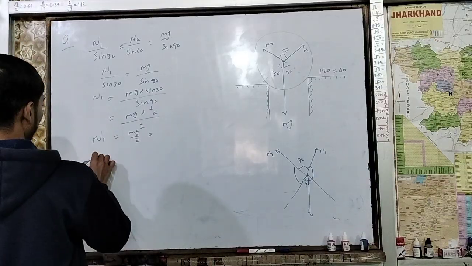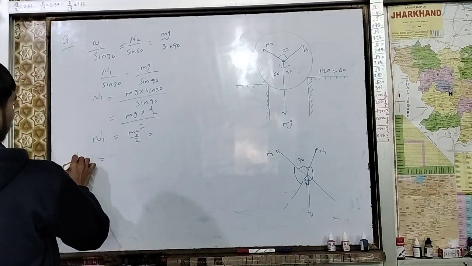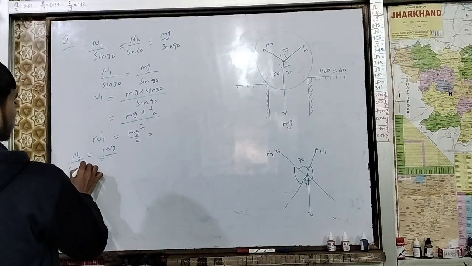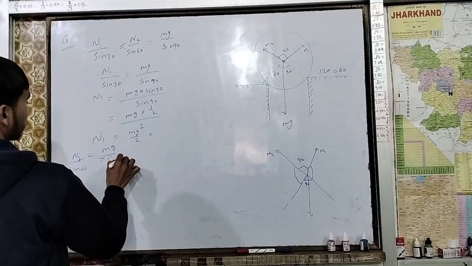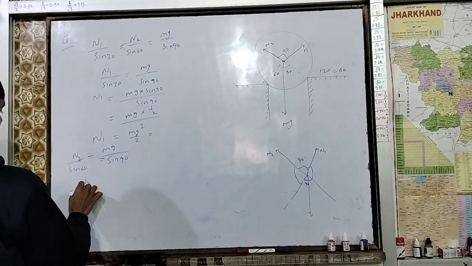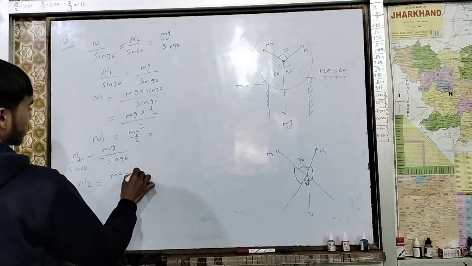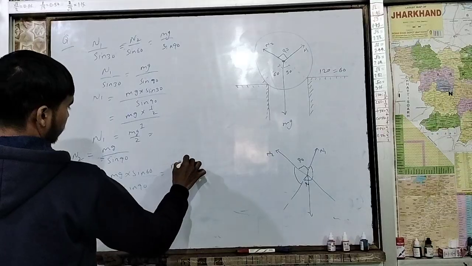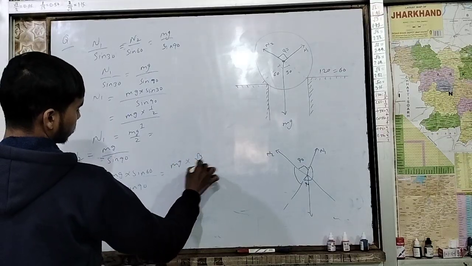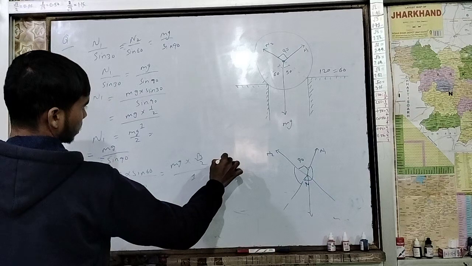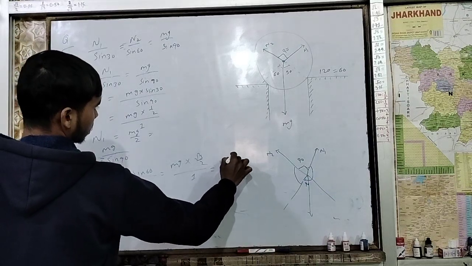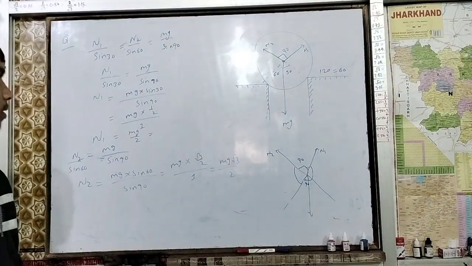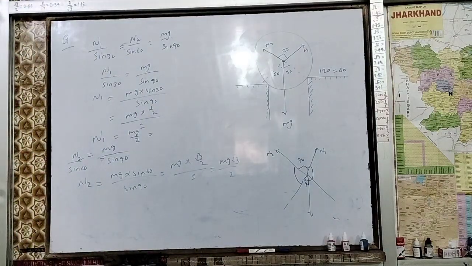Now let's find N2. You can write N2 will be equal to mg upon sine 90. N2 will be equal to mg multiplied by sine 60 upon sine 90. Sine 60 will be root 3 upon 2. Sine 90 will be 1. You can say mg root 3 upon 2. This will be our N2. It is the value of N2. Okay, so finally we brought our answer.